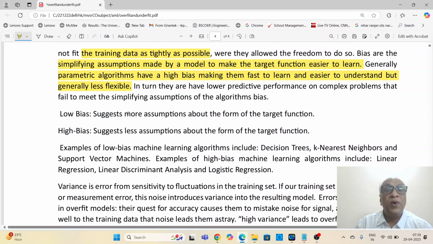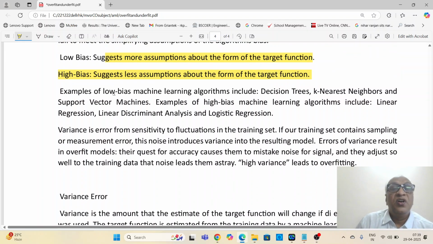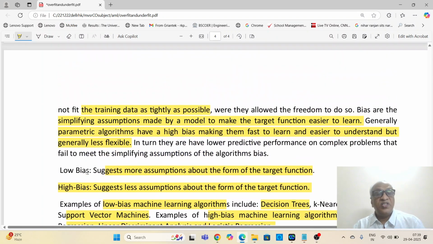So if we have low bias, it suggests more assumptions about the form of the target function. If you have high bias, it suggests fewer assumptions about the form of the target function. Low bias machine learning algorithms are decision tree algorithms, k nearest neighbors, and support vector machines. High bias machine learning algorithms include linear regression, linear discriminant analysis, and logistic regression.